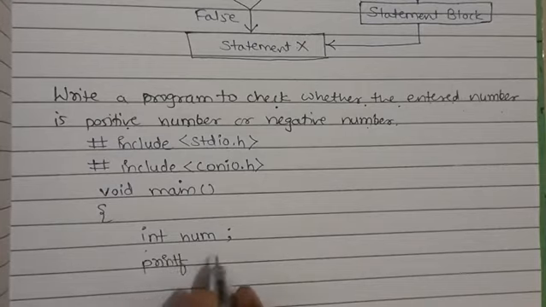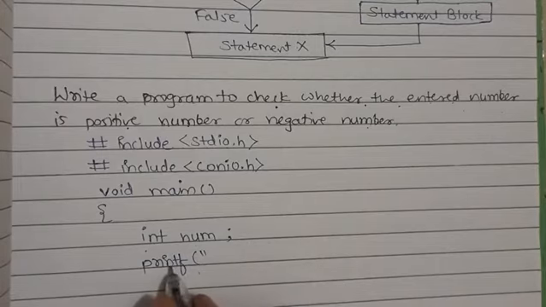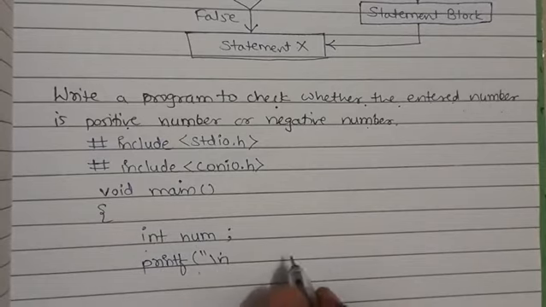To give a message to the user, we write the printf statement. In this printf statement we write \n, which means the text will come on a new line. The message is: enter the number.